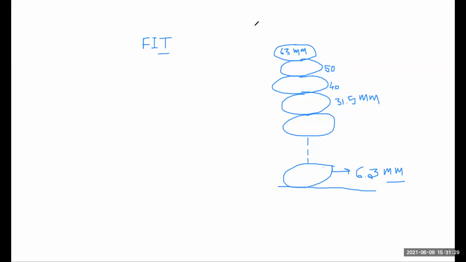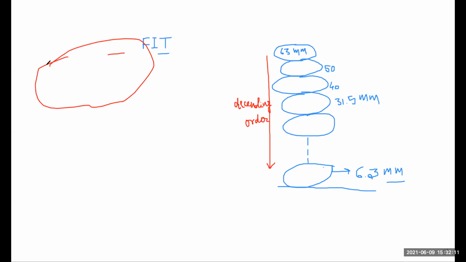So we arrange all sieves in descending order, because from 63 mm, 50 mm came, then 40 mm, then 31.5 mm. This is our descending or decreasing order. So you arrange your sieves in descending order. Then you take the aggregate. Here is your sample of aggregate.